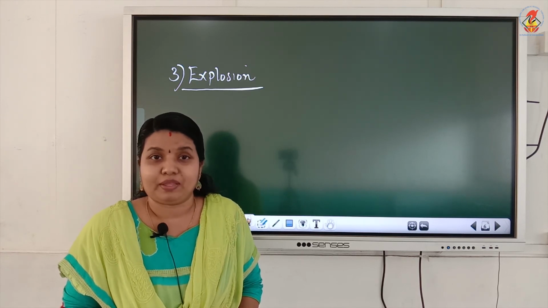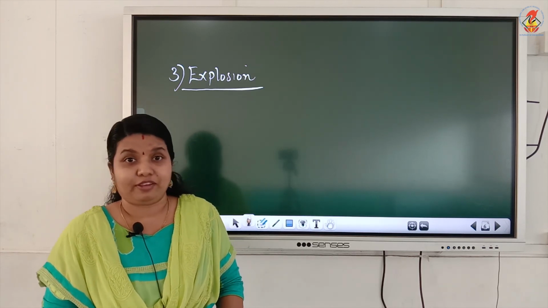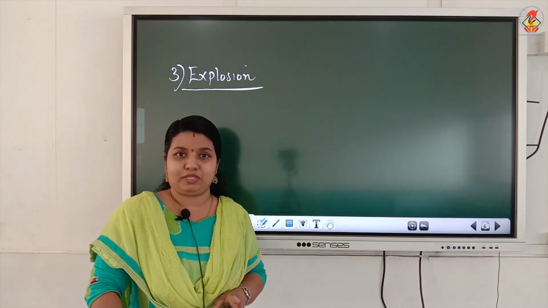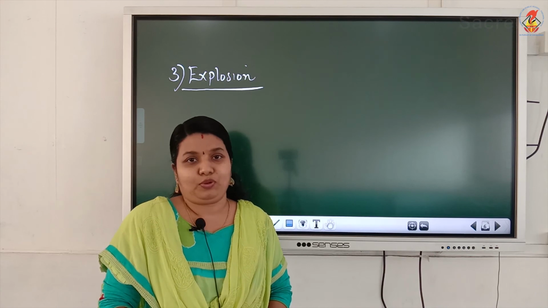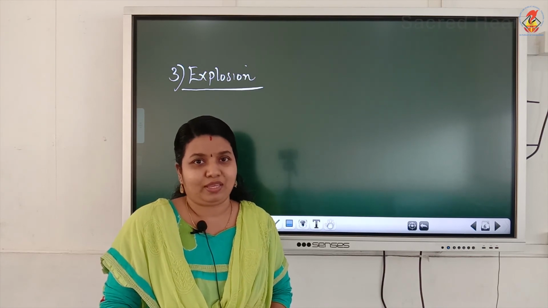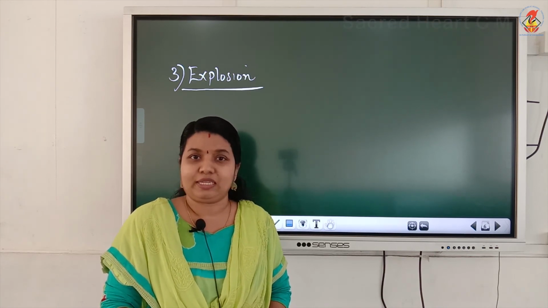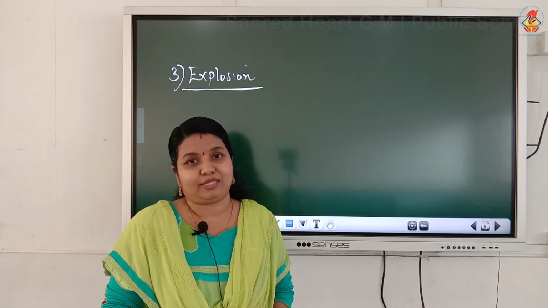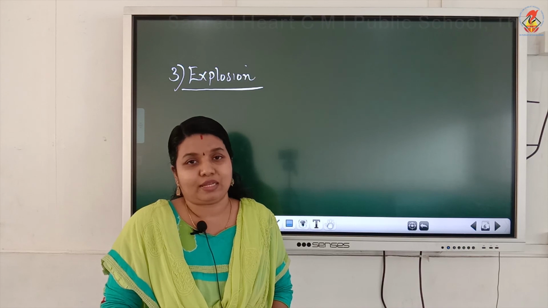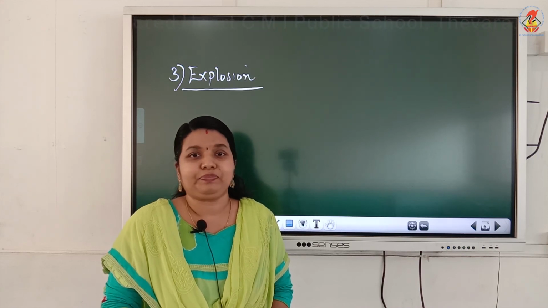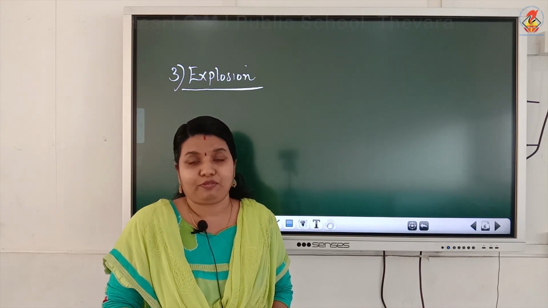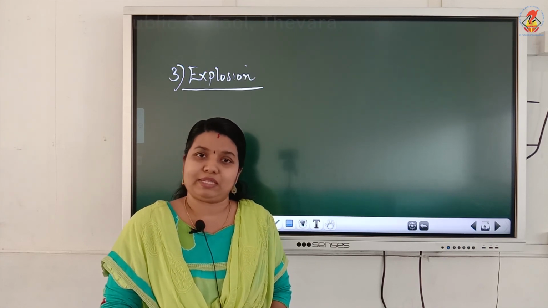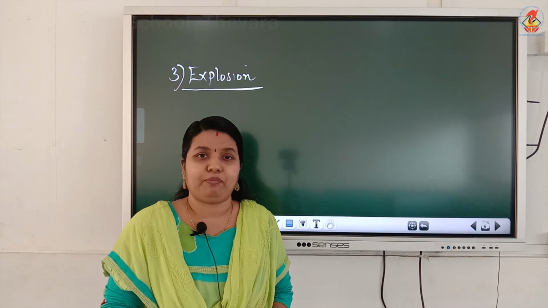Examples are fireworks. Fireworks are examples of explosion. Then bursting of a bomb is another example of explosion. I hope you understood. Here the combustion reaction takes place suddenly with the evolution of a large amount of gas. And also in explosion reactions, energy is released not only in the form of heat and light, but sound is also produced. Examples are fireworks and bursting of bombs.